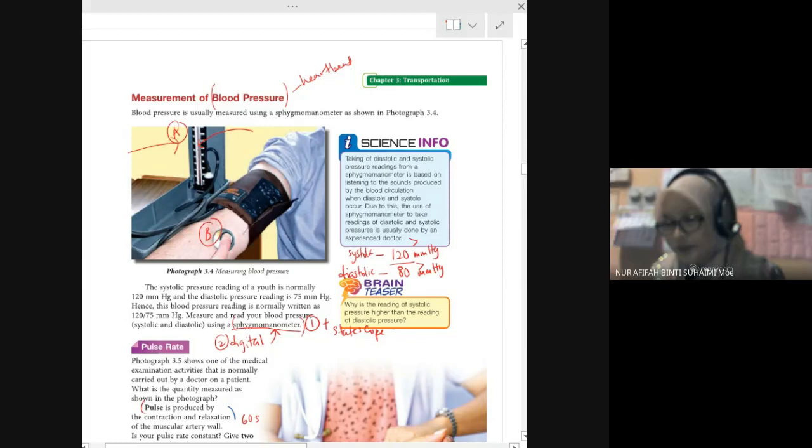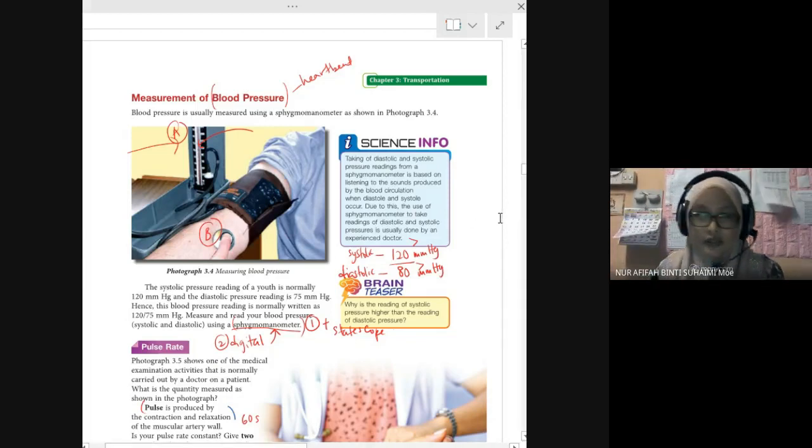Pada medical practitioner, dia akan guna both sphygmomanometer and also the stethoscope to measure your heartbeat. Okay, our normal reading is 120 over 80 millimeters of mercury. 120 over 70 or 80 millimeters of mercury is the normal reading of human heartbeat.